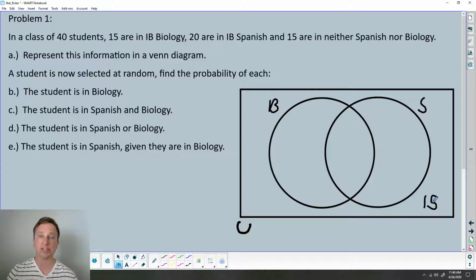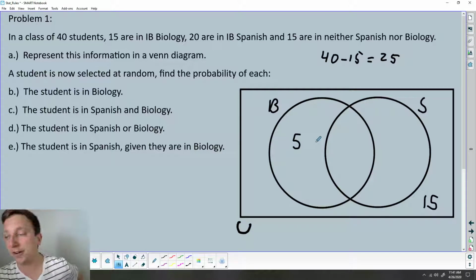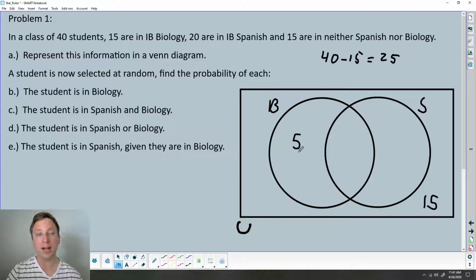So where we start on this is we always work backwards, starting with that 15 being in neither Spanish or biology. So I have 15 students that are outside of that set. What that leaves me with is 40 minus 15, or 25 students that are in biology, Spanish, or both. So I know these three regions need to total 25. Well, if I know 20 of these are already in Spanish, I know this set has to add to 20, while I have 5 remaining in biology, and that is one way we can find out how many are exclusive to biology.